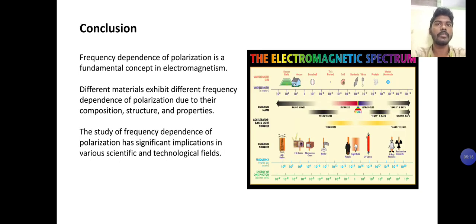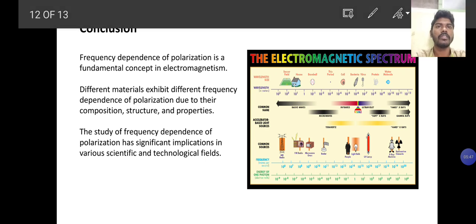Conclusion: frequency dependence of polarization is a fundamental concept in electromagnetism. Different materials exhibit different frequency dependence of polarization due to their composition, structure, and properties. The study of frequency dependence of polarization has significant implications in various scientific and technical fields.